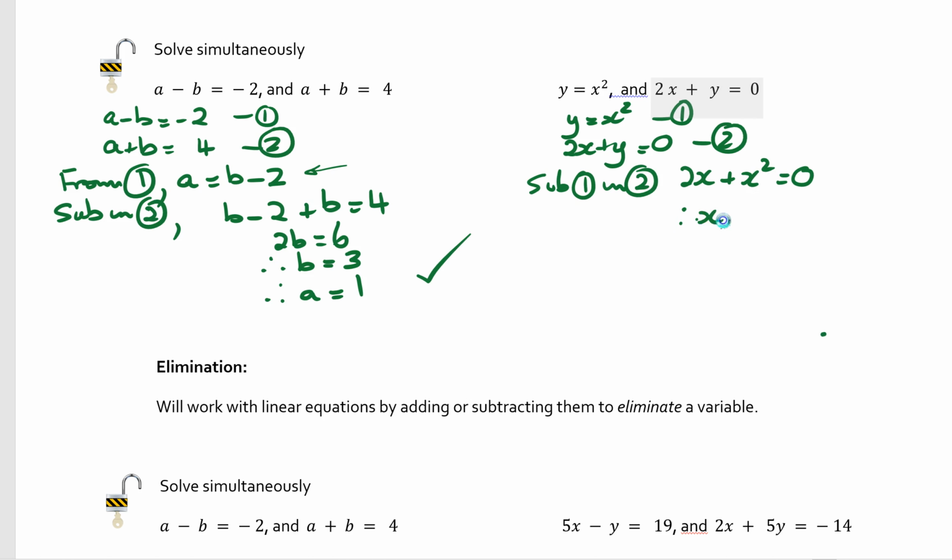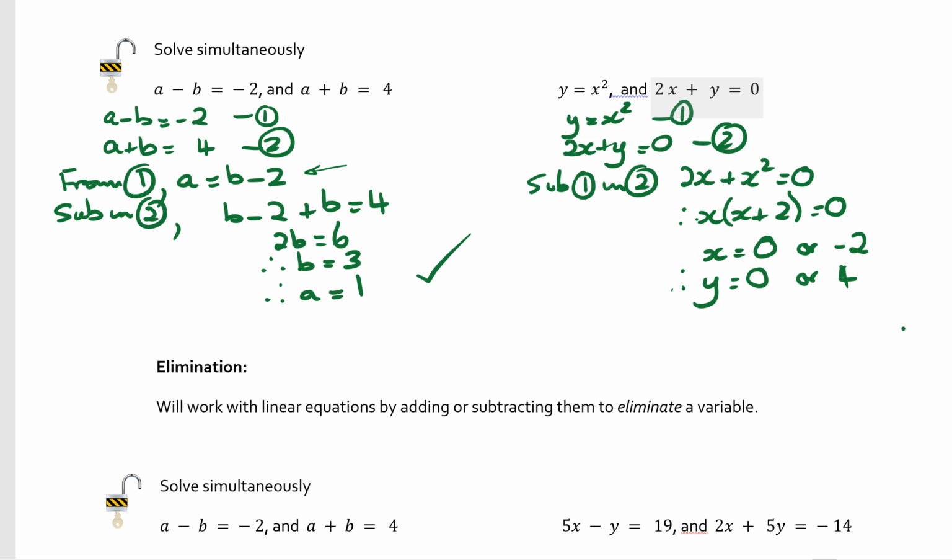Therefore, if I factorise that, x squared plus 2x, which is x outside of x plus 2 equals 0, I can see I get two different possible values, which is not unusual if there's an x squared in there. In fact, it's more the norm. Generally, the number of possible solutions equals the highest power. So x equals 0 or negative 2, therefore when x equals 0, y would equal 0, and when x equals -2, y would equal 4.